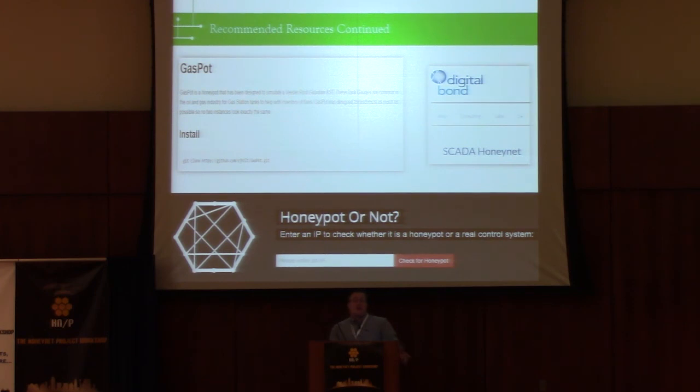Next, look for projects that are already done. Don't reinvent the wheel. GasPot and SCADA HoneyNet, Digital Bond and Kyle Wilhoit, are already out there. Go take a look at them. It's a modification of Honeyd to actually look for some ICS stuff. And then, of course, always do the simple checks, like Honeypot or Not on Shodan, to make sure you don't get caught by simple mistakes.